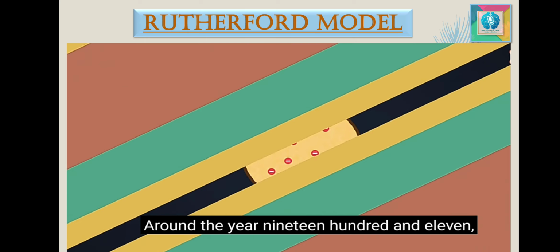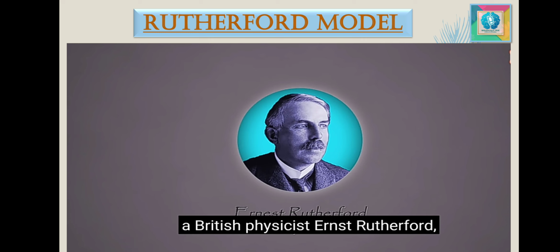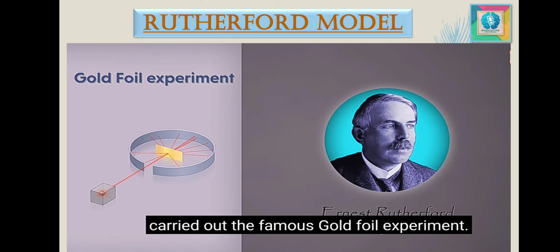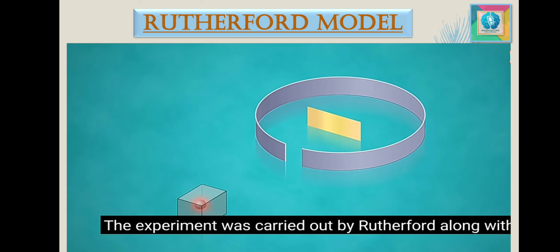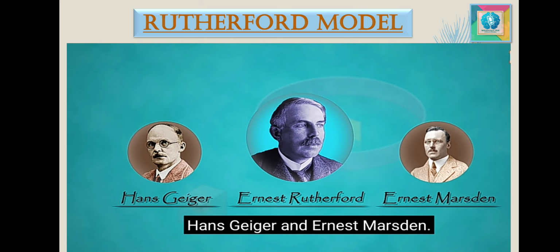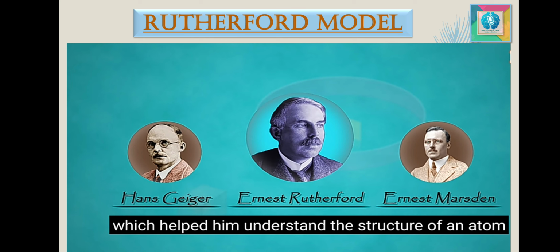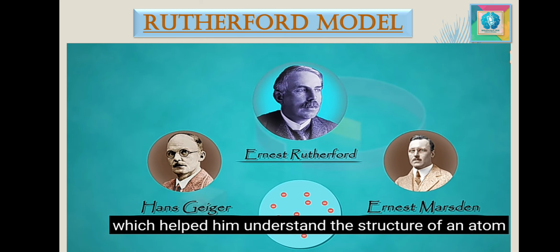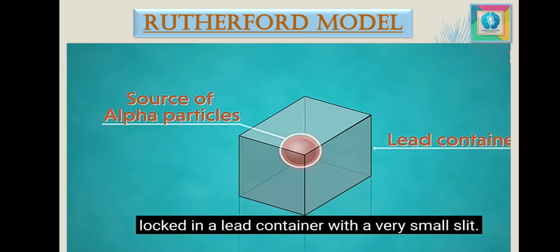Around 1911, a British physicist, Ernest Rutherford, came along with a famous gold foil experiment, and he did this to understand the structure of the atom. The experiment was carried out by Rutherford along with Hans Geiger and Ernest Marsden, and it was a breakthrough in the field of chemistry, which helped him understand the structure of an atom in a more accurate manner.